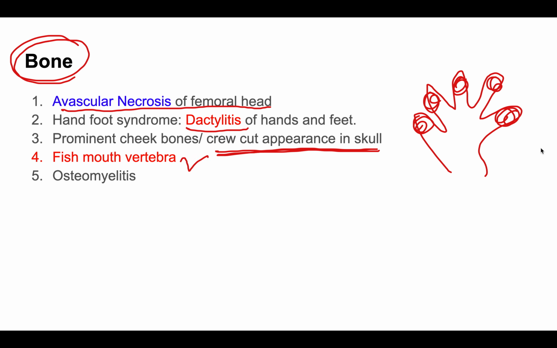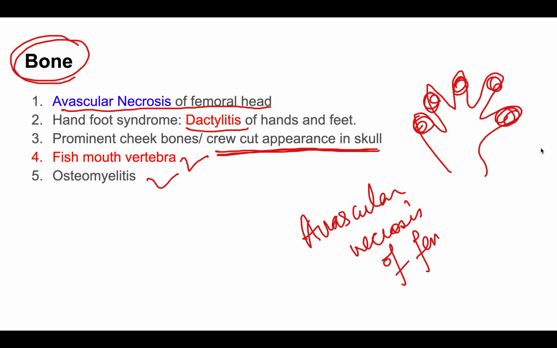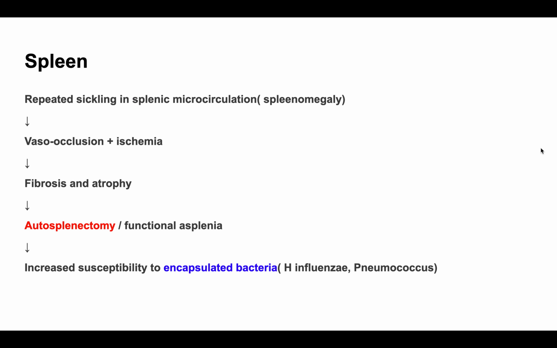Fish mouth vertebra is there, infection can take place, osteomyelitis can occur. So very importantly, the bony features which can be seen are avascular necrosis, that is very important, of the femoral head mostly. And second is dactylitis. Okay, these are two very important bone symptoms which take place in the patient.